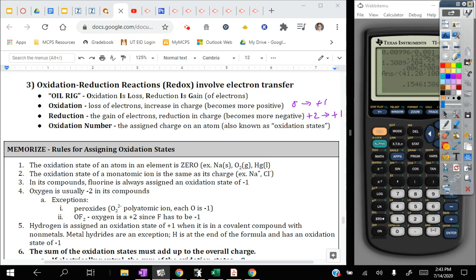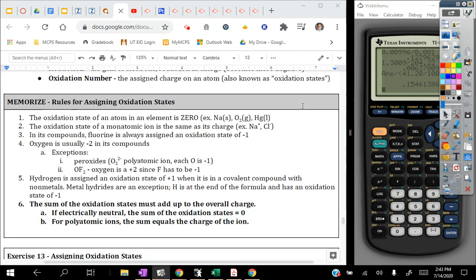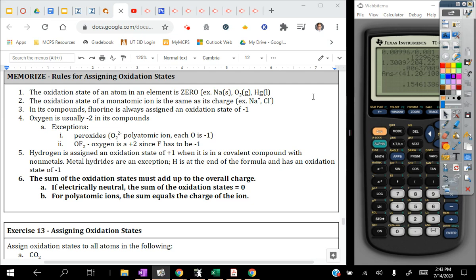We also have the term oxidation state or oxidation number, and this is very similar to the idea of assigning a charge on an atom. So we do have some rules for assigning oxidation states, and we do need to memorize them. The oxidation state of an atom in an element is 0. So if you have an element such as sodium, or maybe a diatomic element like oxygen gas, O2, or even another pure substance like mercury as a liquid, all of those things have no charge, and therefore their oxidation states are 0. That only works for elemental states.